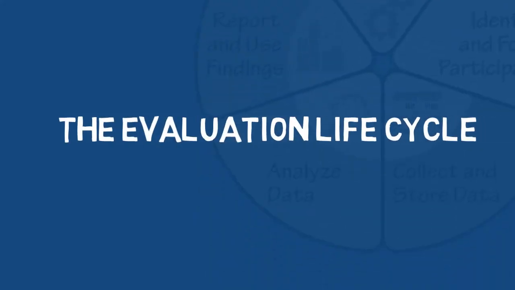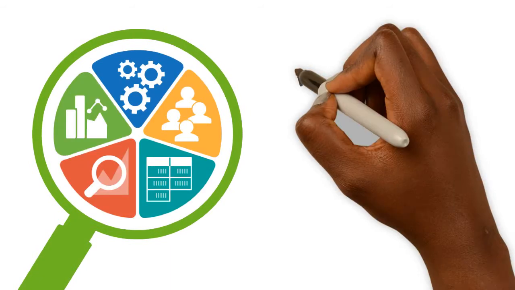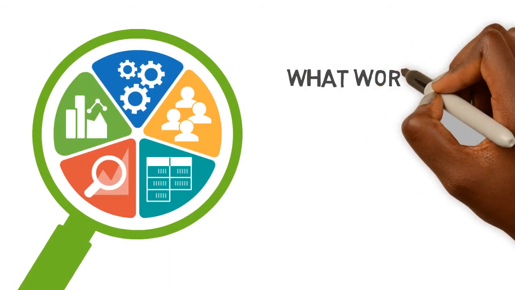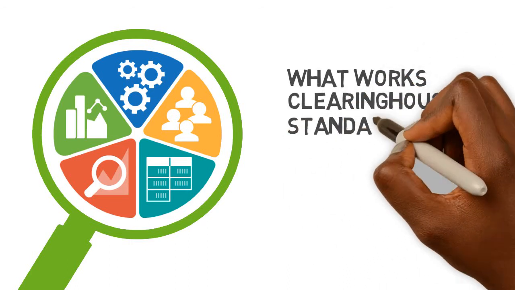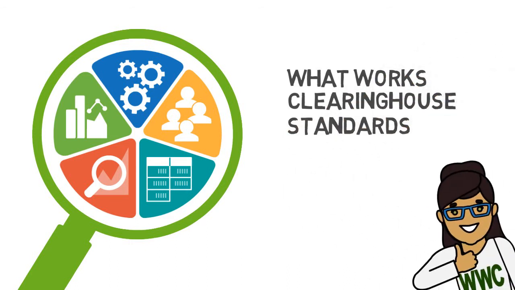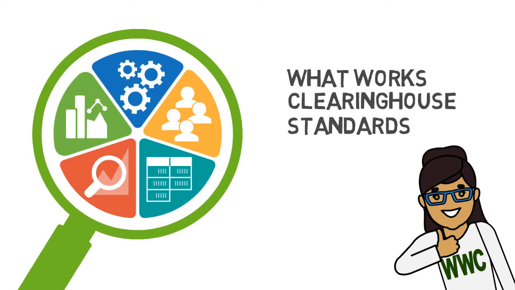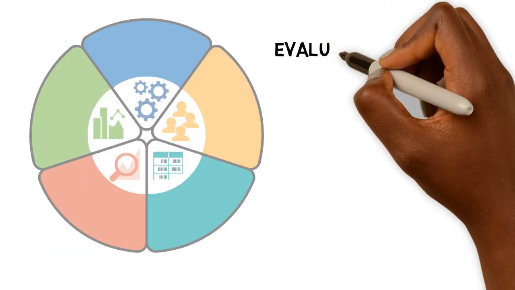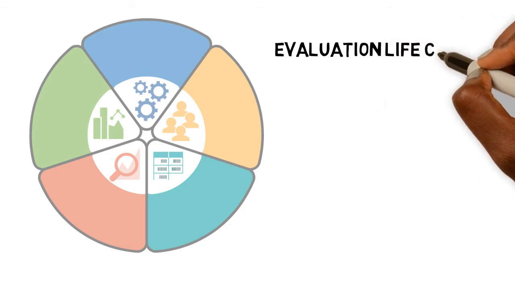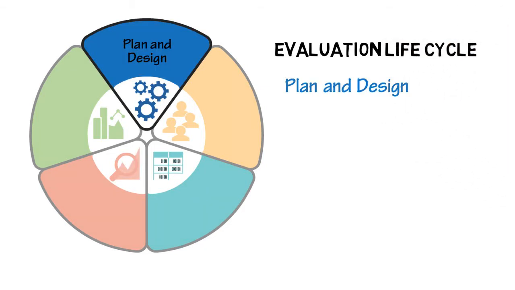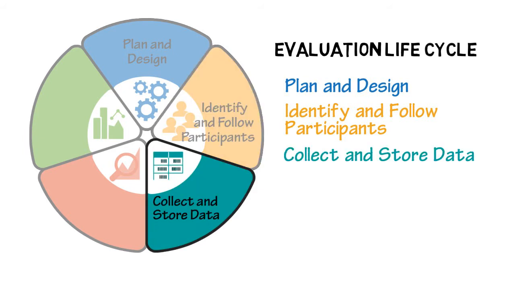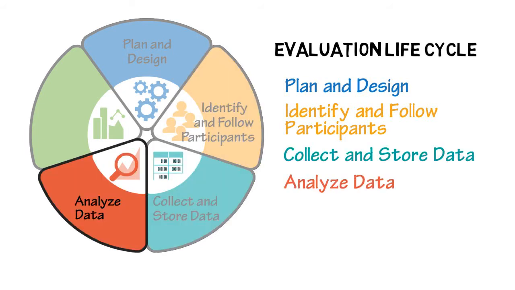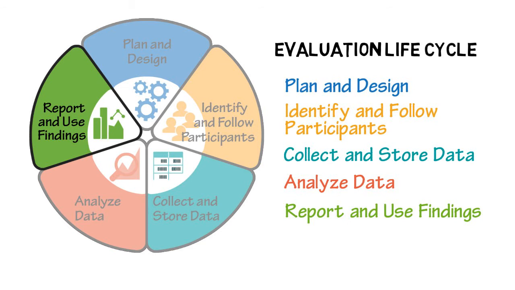And now, the evaluation life cycle. This video provides an overview of stages in the life cycle of an evaluation and introduces you to standards required for the What Works Clearinghouse, the Department of Education's standards for establishing rigorous evaluation evidence. The life cycle of an evaluation has several distinct but related stages: plan and design, identify and follow participants, collect and store data, analyze data, and report and use findings.